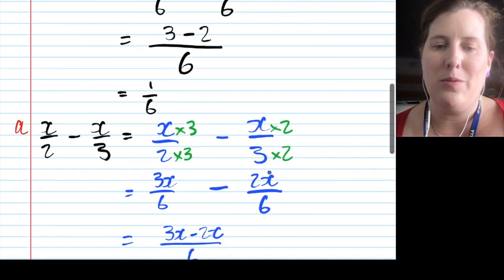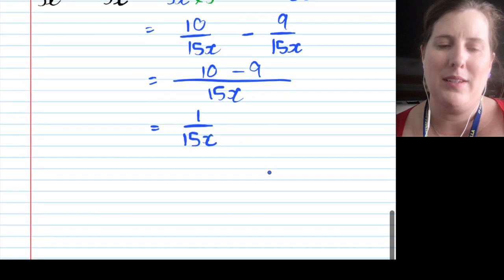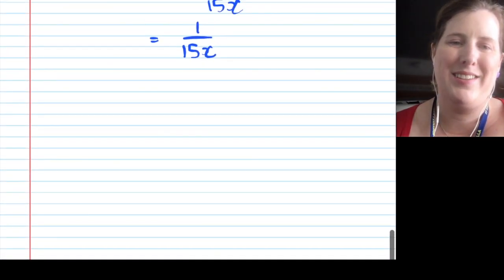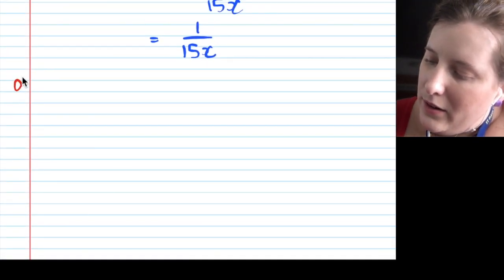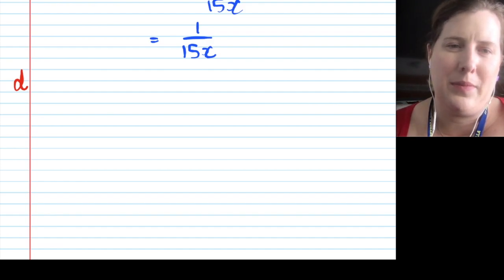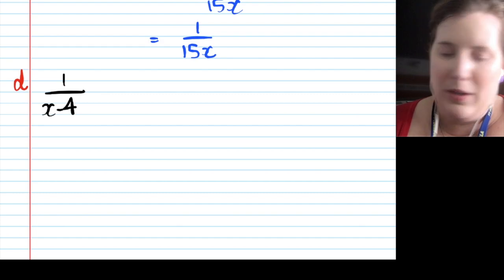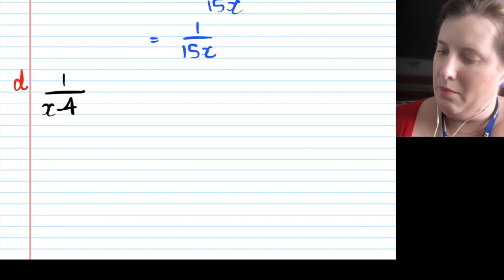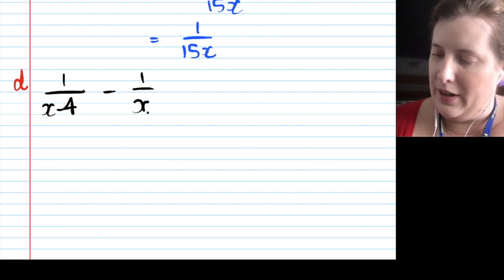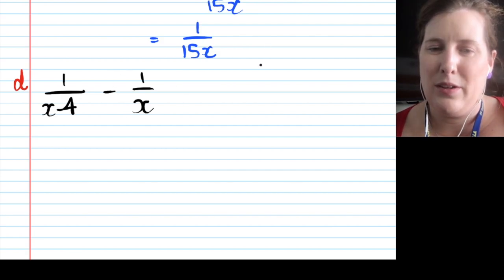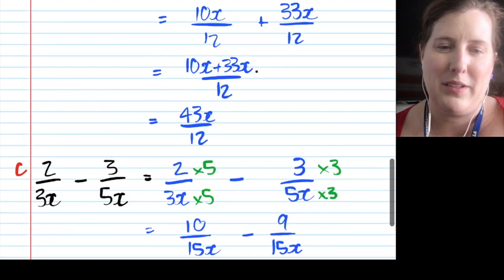1 over x take 4 minus 1 over x. You may think, miss, there's a minus in there, we can't do it. Surprise, we can. So we've got 1 over x minus 4 minus 1 over x. And it doesn't matter that this is minus or any of these are minus. We can do pluses the exact same way.